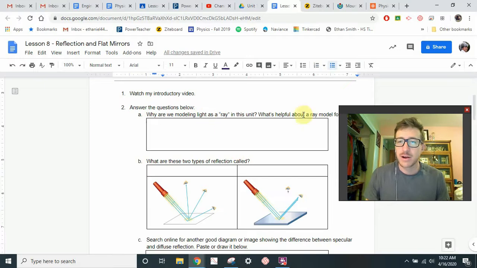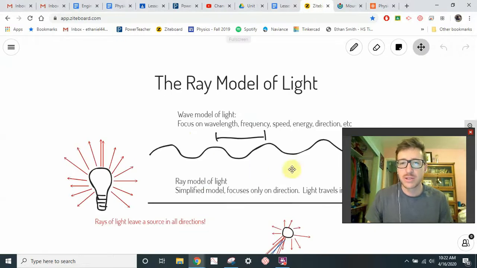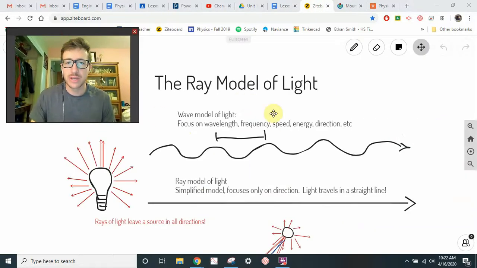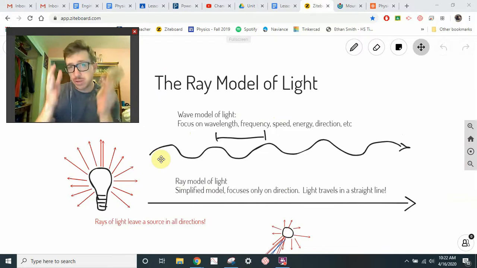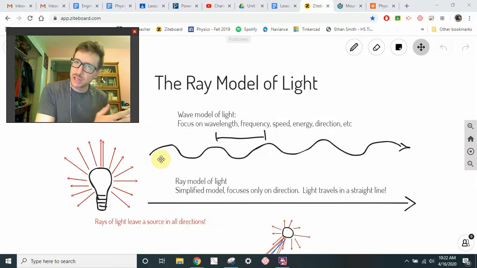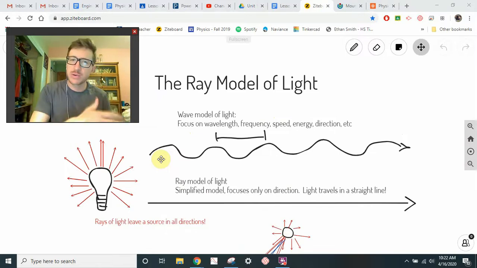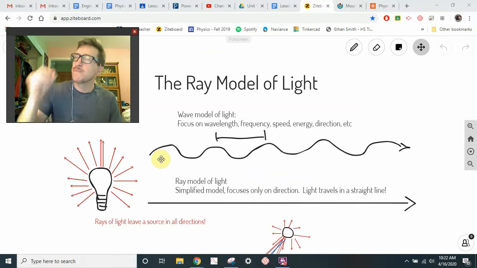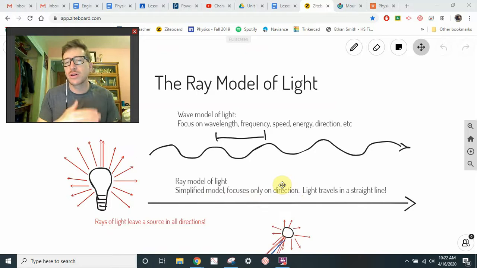The first thing that I want to talk about in this video is looking at reflection and the ray model of light, and I want to get a little bit of vocabulary with that. As we mentioned the other day, we have this ray model of light, which is essentially instead of modeling light as a wave, where we're focused on wavelength, frequency, speed, energy, direction, and all of that, it's a more complete model of how light waves actually work. But when we're talking about reflection or refraction, or how waves travel through space and interact with surfaces and how they can bounce off or travel through, the only thing we're really concerned about is direction. In what direction are they headed?